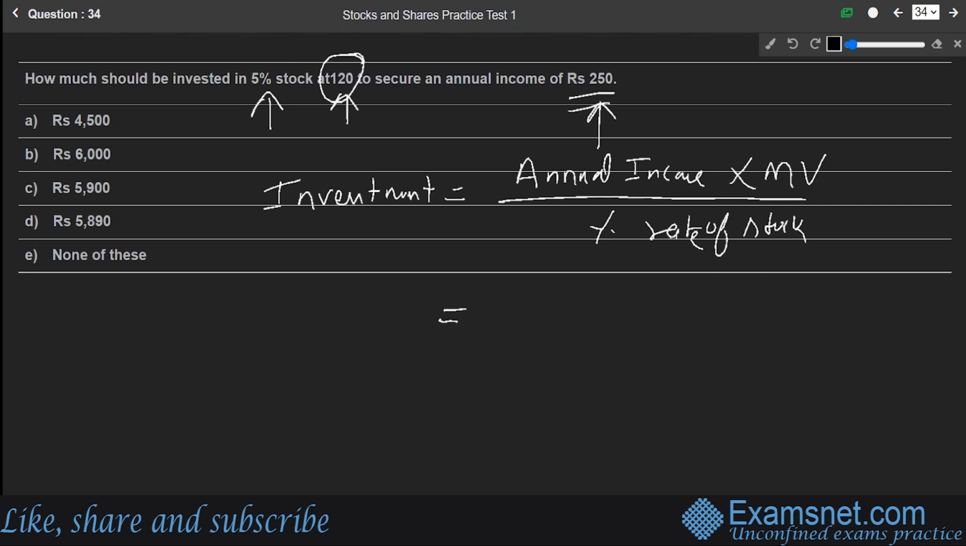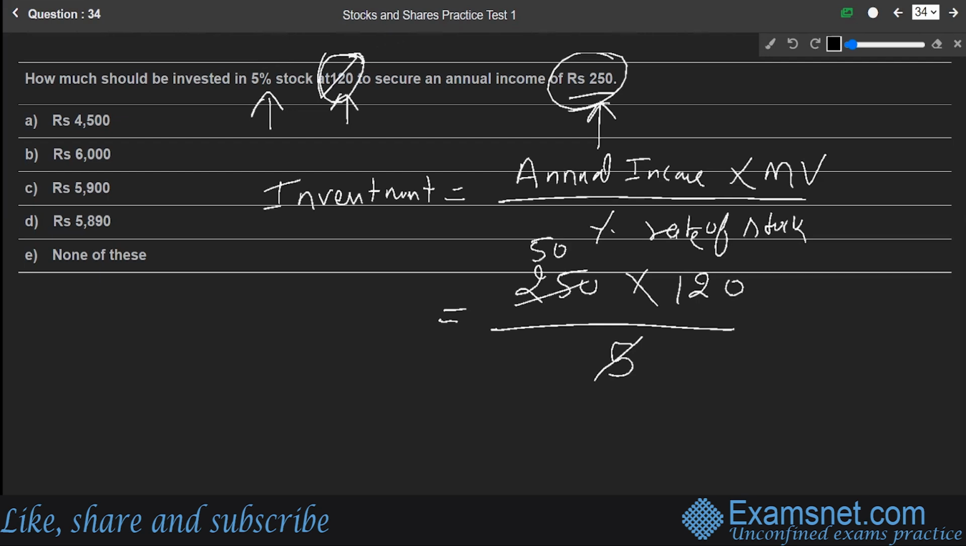So how much should be the investment? Annual income that you want is rupees 250 as mentioned here. What is the market value? Market value is 120 rupees. It is available at 120, divided by the rate of stock, which is simply 5%. So we can simply write 5 here. If we divide this together, 5 can cut this 250 simply by 50, and 120 into 50 is giving me 6,000 rupees. So this much should be the investment. Rupees 6,000 should be the investment, so that you get an income of rupees 250. 6,000 is the right answer. Option number B.